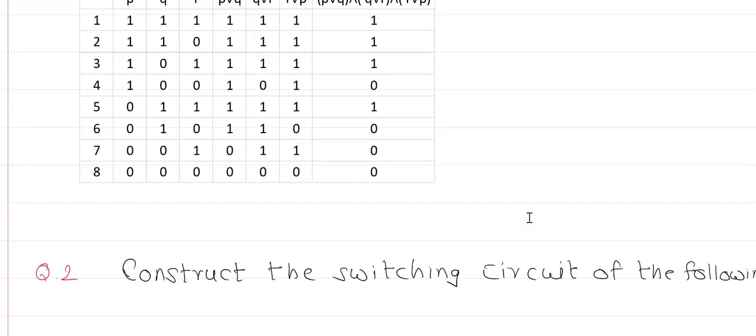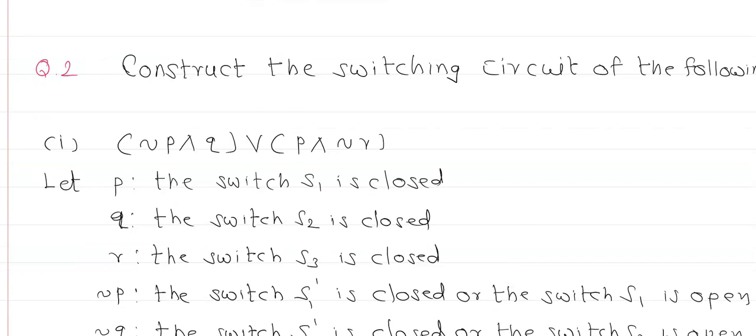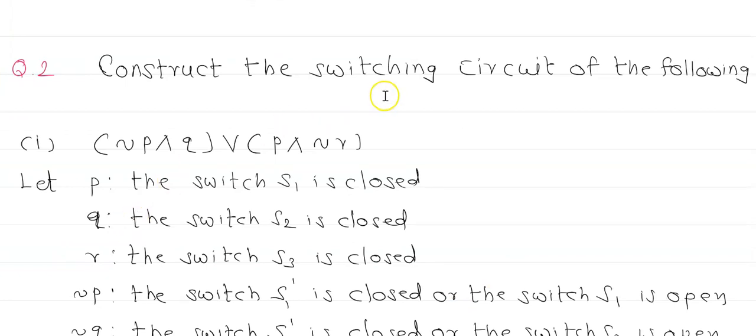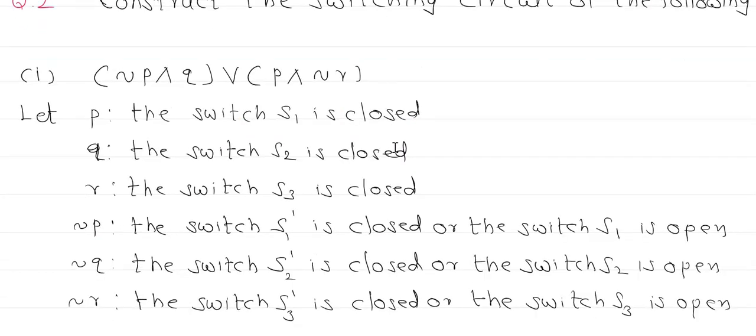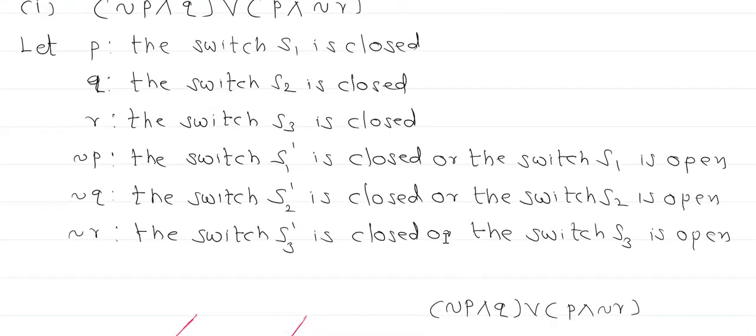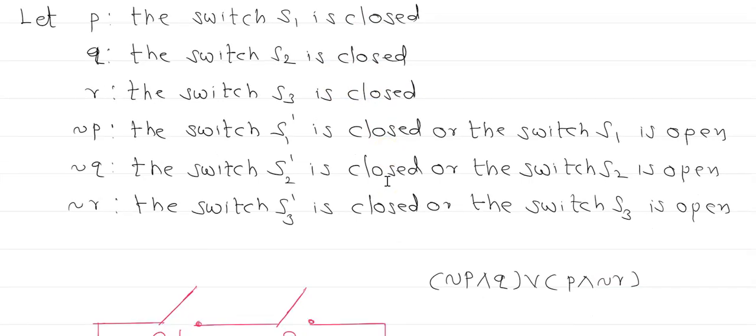Now the next is question number 2. Construct the switching circuit of the following. The first is (negation of P and Q) or (P and negation of R). Now P, the switch S1, is closed, Q, the switch S2, is closed, R, the switch S3, is closed, and their negations. That's the statement. This is true for all the examples.